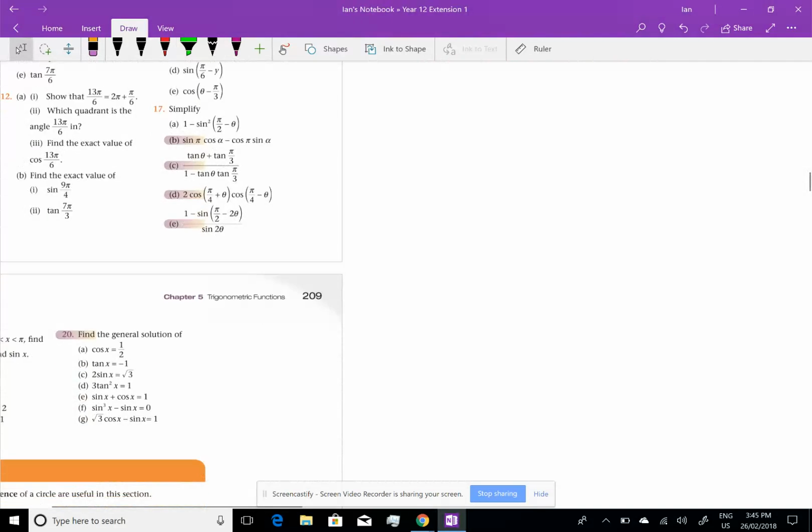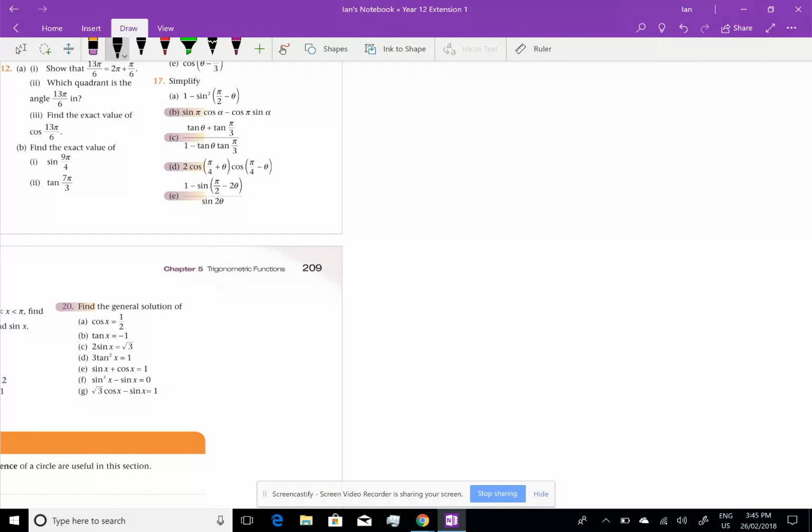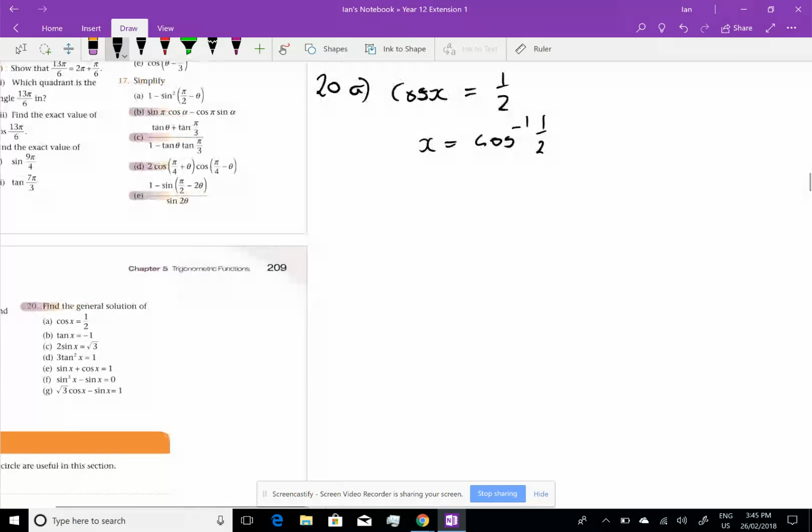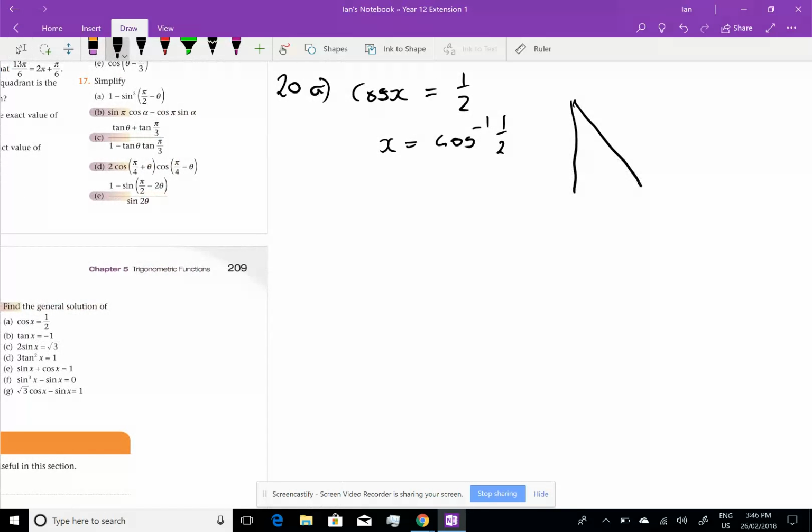Right, so let's have a look at the first one. Oh, isn't that lucky? 20a is cos x equals a half. So therefore, x equals inverse cos of a half, and you can put that in your calculator, but by now you should be able to quickly go 1, 2, root 3, and here's the tricky bit, pi on 3. So the acute angle is pi on 3.